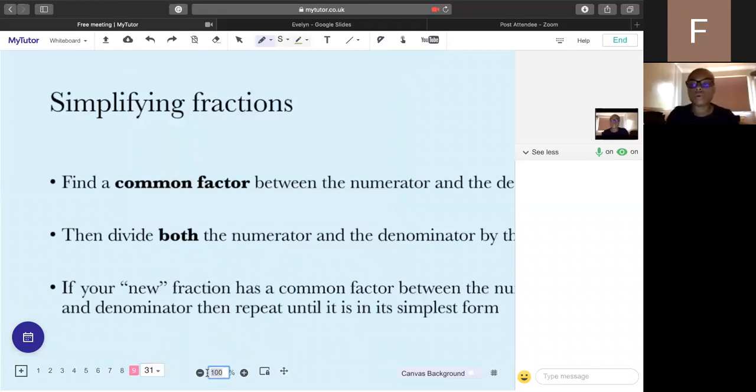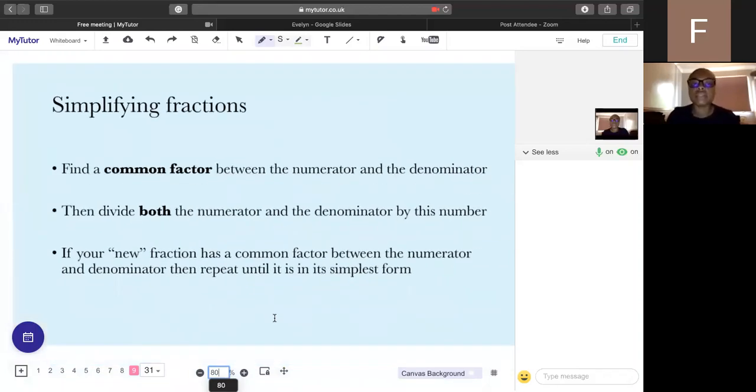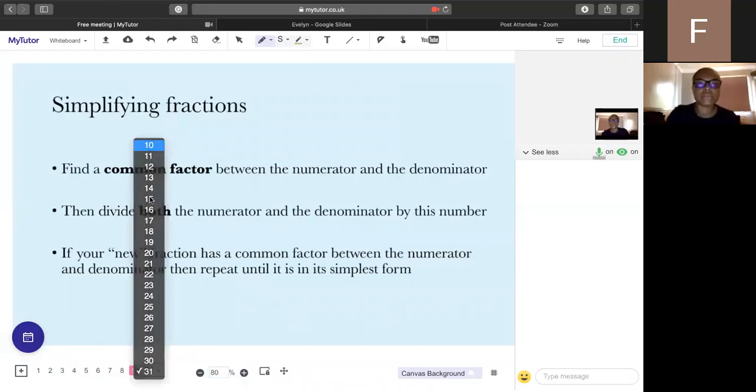So now that we know what equivalent fractions are, we're going to be able to simplify fractions. To simplify fractions, we need to find a common factor between the numerator and the denominator, then divide both the numerator and the denominator by this number. And then if the new fraction you get has a common factor between the numerator and denominator, we repeat it until we can't find any common factors between your numerator and your denominator. So if I go through an example, this will probably make a little bit more sense.